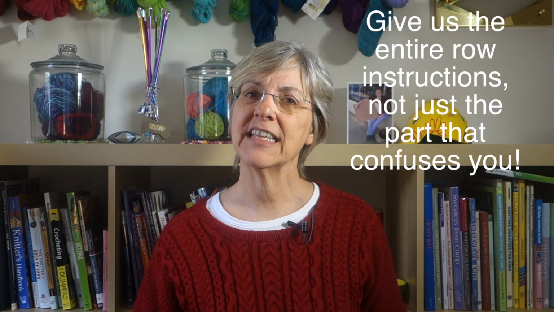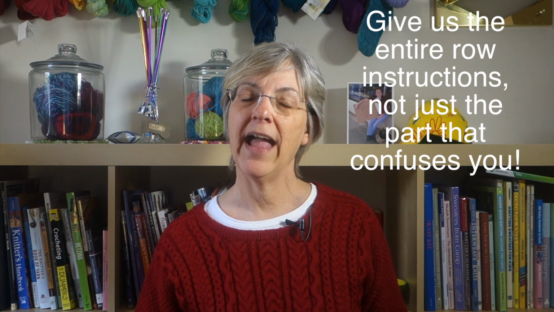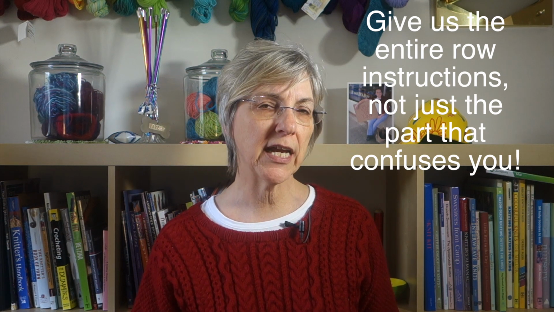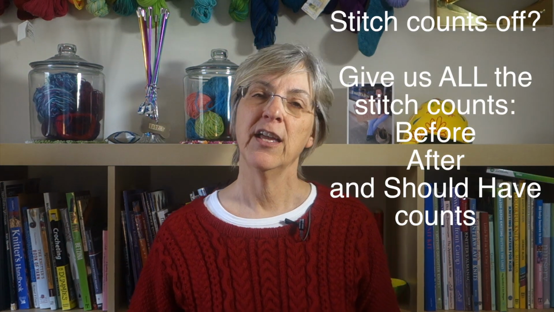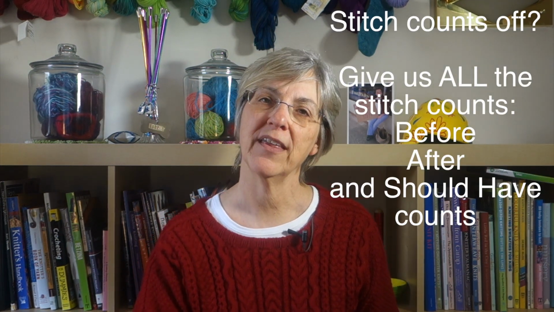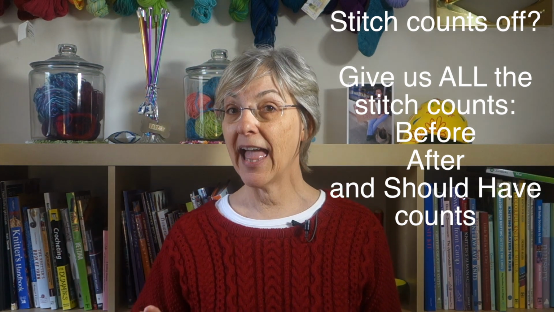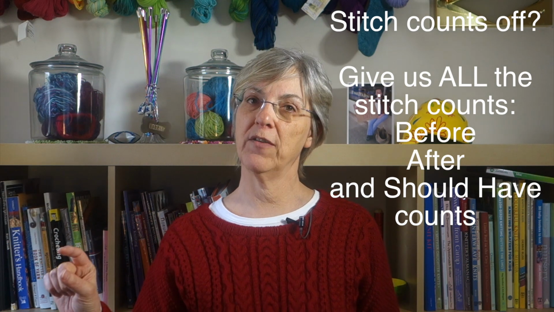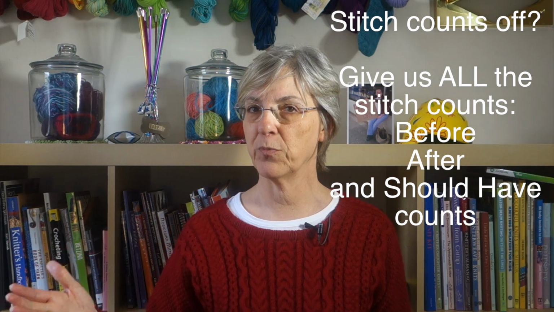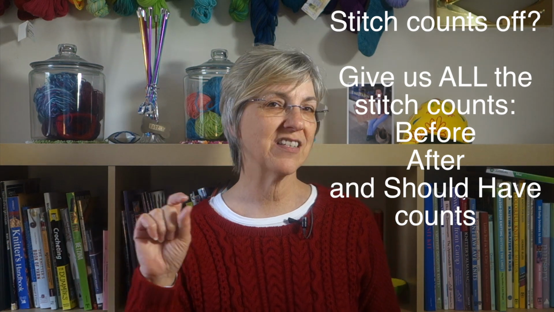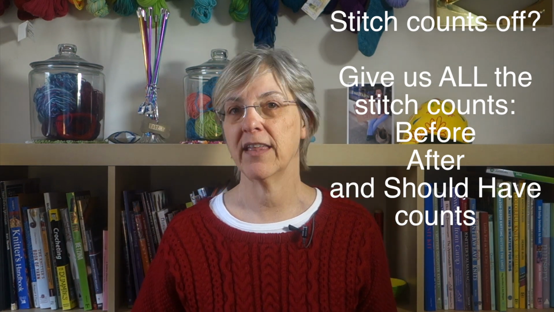When you're having trouble with particular row instructions, give us the entire instruction for the row and then tell us which part in particular isn't working for you. If you're having trouble with a particular row of instructions, you're ending up with the wrong number of stitches at the end of it, you need to tell us how many did you start with, how many you were supposed to end with, and how many you did end with. Then give us the entire row of instructions so that we can see where the potential problems might be. When you give us just the tiniest amount of information, we have nothing to go on.